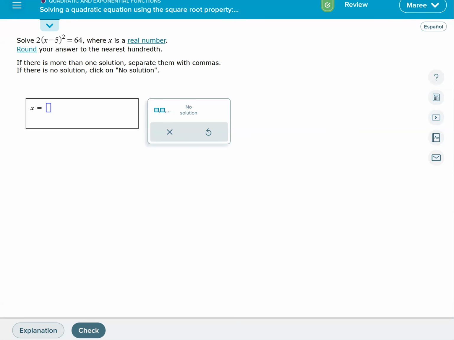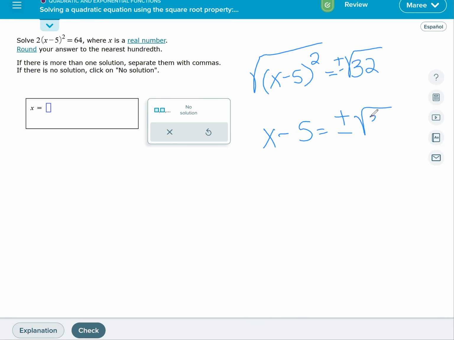Okay, we need to divide by 2. So let's just do that really quick. We have x minus 5, quantity squared, equals 64 divided by 2, which is 32. Then we're going to take the square root of both sides, and don't forget we need plus or minus square root 32, and we're left with x minus 5 equals plus or minus the square root of 32. So we're going to add 5 to both sides. So x equals 5 plus or minus square root of 32.